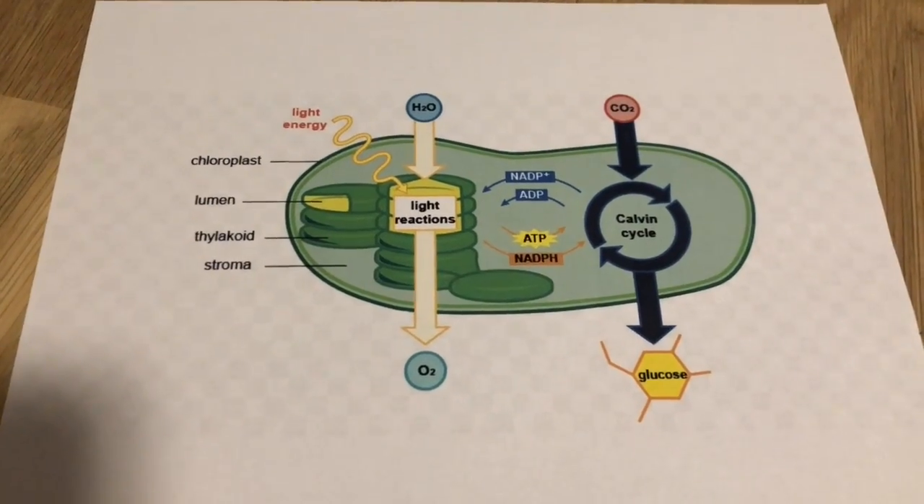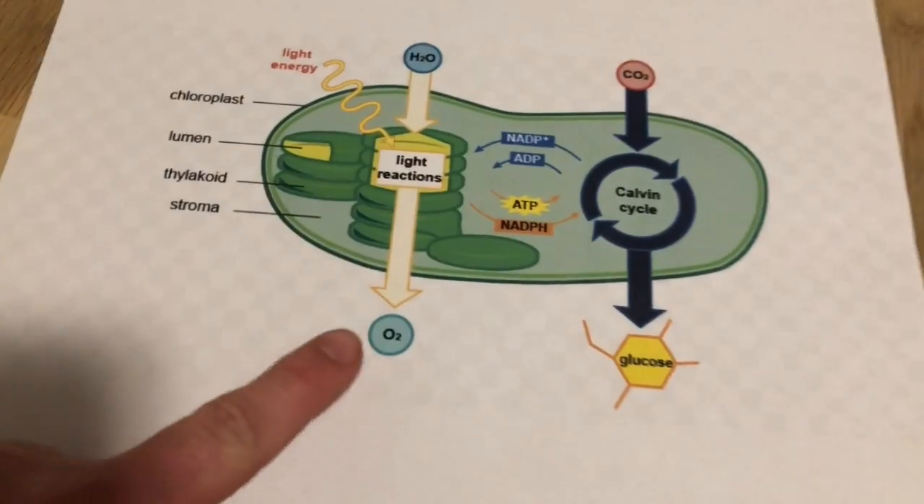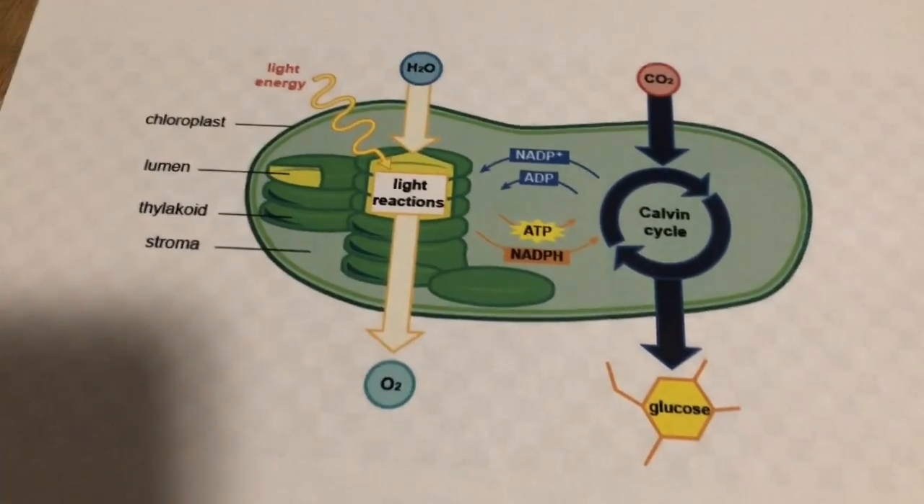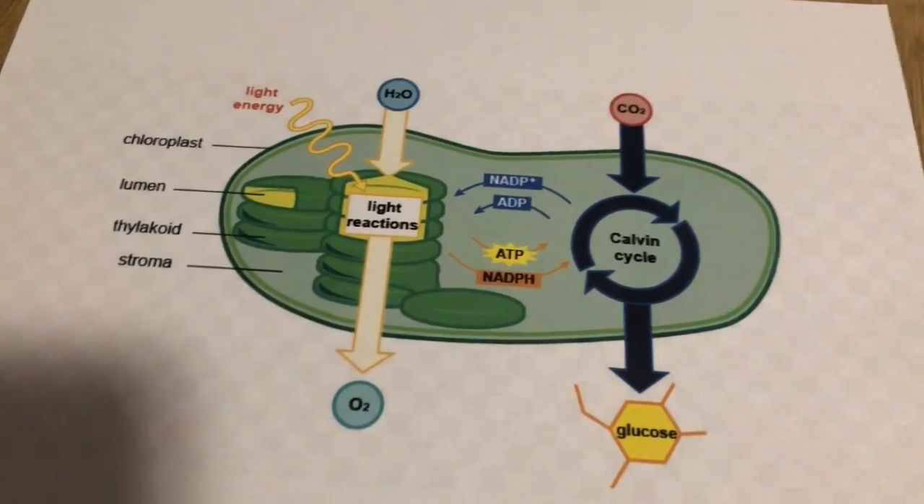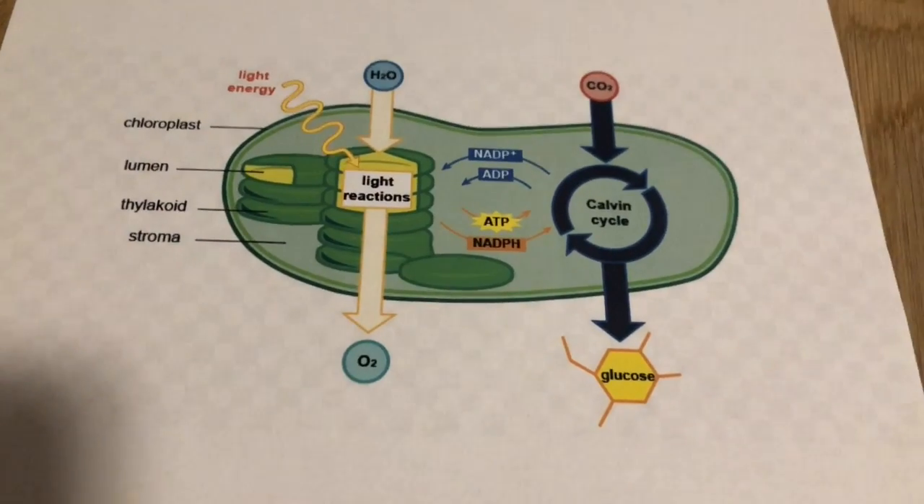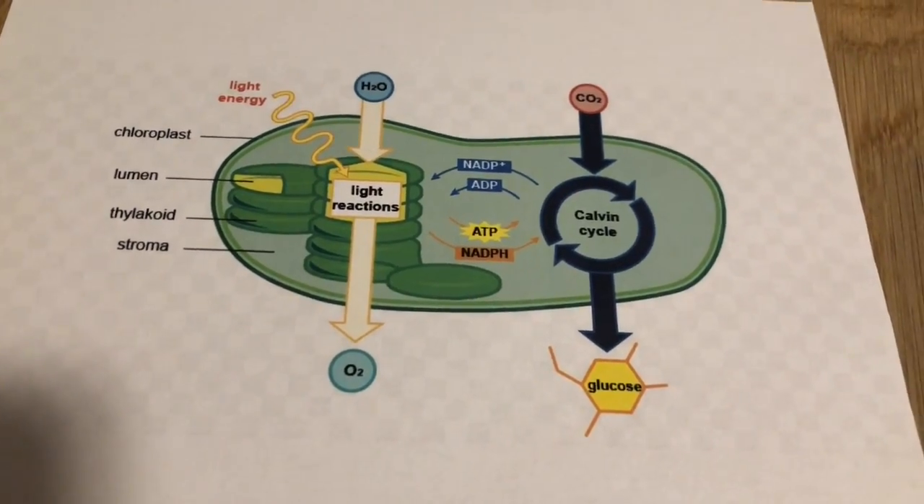There is one product in the light reaction. That is oxygen. When water is split by the light passing through, oxygen is one of the products. Unlike the hydrogen ions, oxygen is released back out of the plant as a waste product.